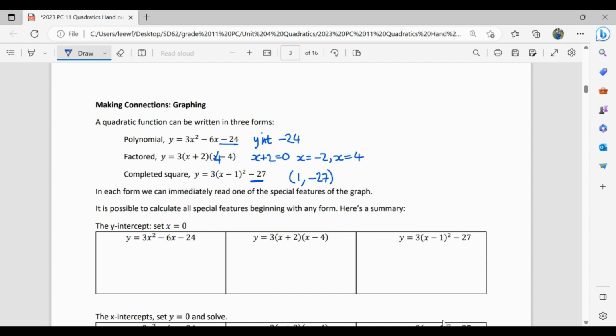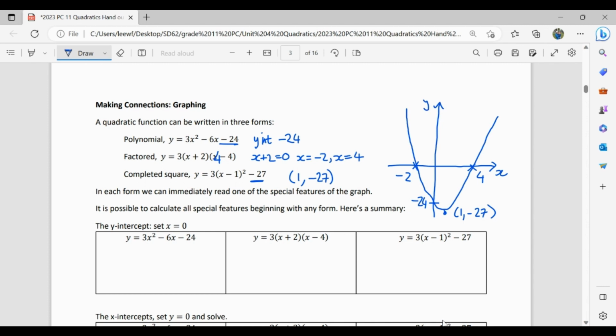Okay, so we can now draw the graph. If I draw our x-axis and our y-axis, I notice the y-intercept is at negative 24. The vertex is at 1, negative 27. Let's put that there. And the two x-intercepts occur at negative 2 and at positive 4. And then we can draw the parabola, something like this. There we are, that's my x-axis and y-axis. So having the three forms is nice because each form gives us something to do with the graph.